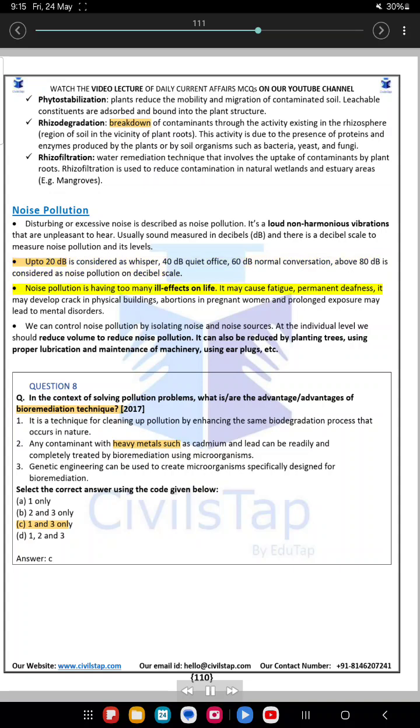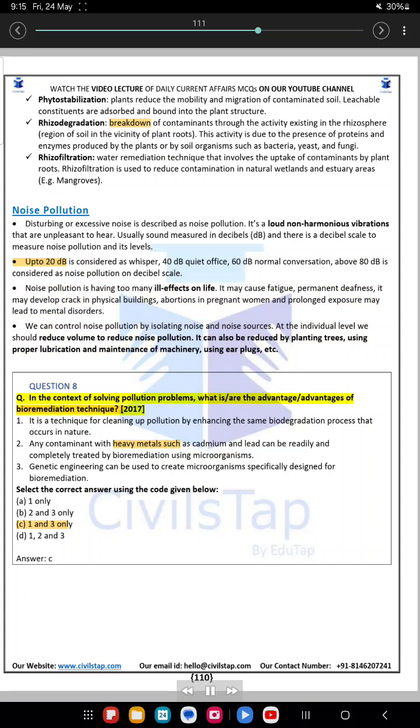Noise pollution has many ill effects on life. It may cause fatigue, permanent deafness, it may develop cracks in physical buildings, cause abortions in pregnant women, and prolonged exposure may lead to mental disorders. We can control noise pollution by isolating noise and noise sources. At the individual level, we should reduce volume to reduce noise pollution. It can also be reduced by planting trees, using proper lubrication and maintenance of machinery, using earplugs, etc.